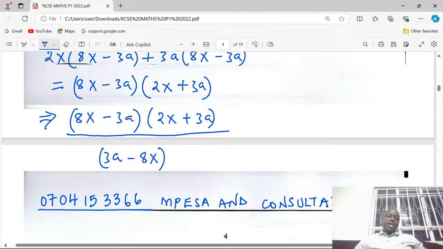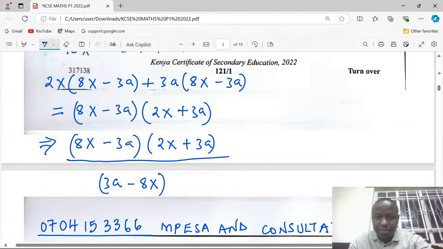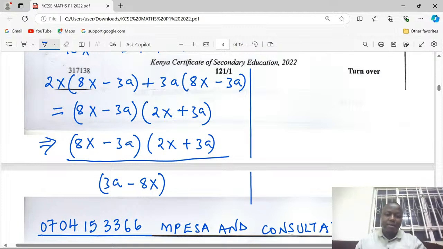Now, when you look, there is a similarity between one of the factors in the numerator and another factor in the denominator, yet they are not exactly the same. So how do we continue now to ensure that we have factorized? Make sure you are following keenly.